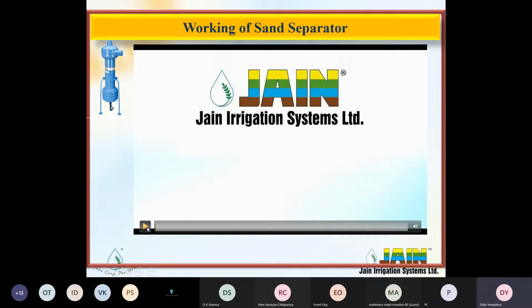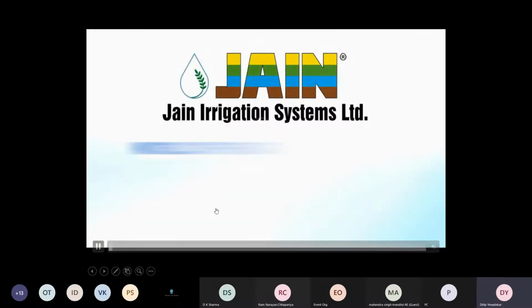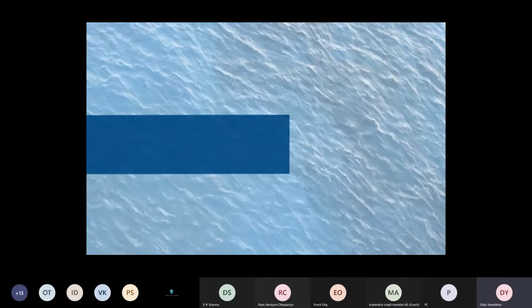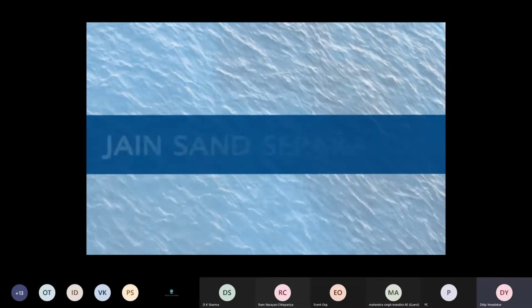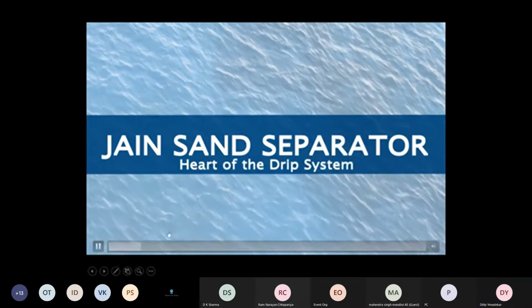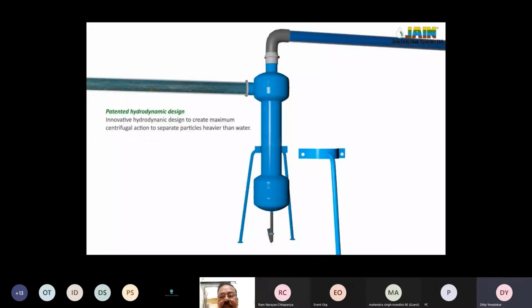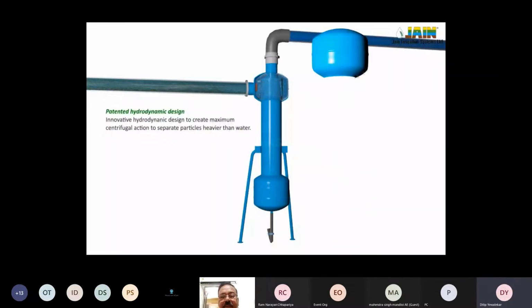Another filter is the sand separator. So you can see the working of this sand separator. This is more advanced than the hydrocyclone filter. If the presence of sand or any physical particles in the water is more, then this filter, the sand separator, is more effective in that kind of water.